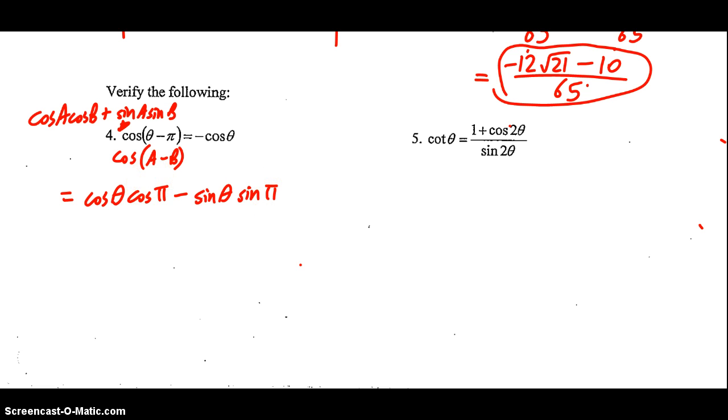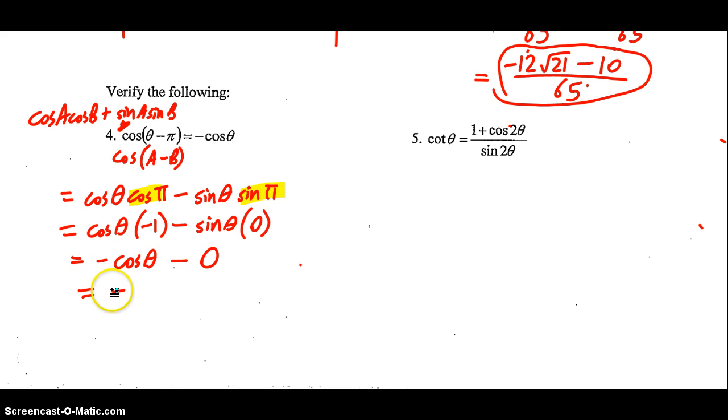But here's the weird thing that these types of identities have. Cosine pi and sine pi we actually have values for, right? Cosine theta, we don't know what that is, but cosine of pi, we certainly know that that's negative 1. And again, sine theta we don't know, but sine pi we do. Sine of pi is 0. Well, what happens? Negative 1 times cosine is negative cosine. Minus 0 times sine is 0. We end up with just negative cosine. Look at that. That's what we were trying to get to.